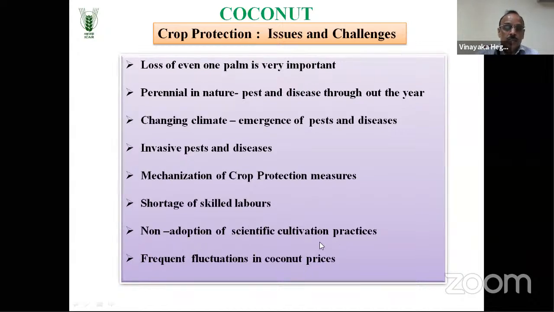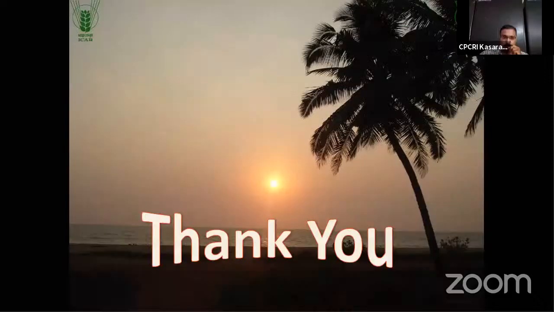Non-adoption of scientific cultivation practices is another issue, because of big price fluctuations in coconut, farmers are not able to fully adopt scientific cultivation practices. That leads to more pests and diseases. Being a perennial crop, if they do not attend to it even for one or two years, then recovering the palms again will be very difficult. These are some of the issues I am highlighting. If there are any more, I am happy to take questions. Thank you, one and all.